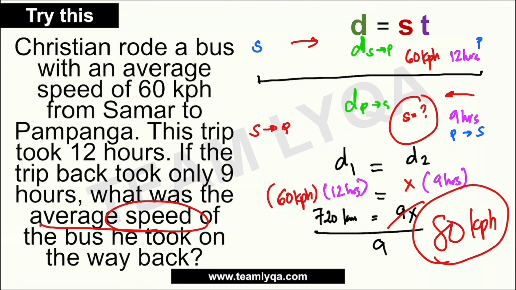Ang formula na lumalabas kapag round trip ay d sub 1 is equal to d sub 2. Ibig sabihin, ang distance nung biyahe papunta ay equal sa distance nung biyahe pabalik. Again, pag round trips, just remember that.